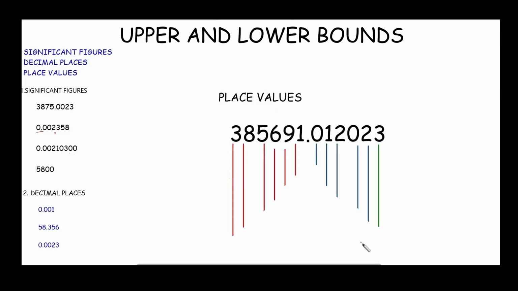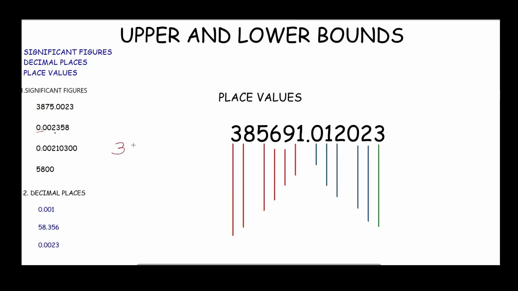Place values. Place values refer to the value of each digit in a number. Let's see how to find out the place value of any digit in a number. Now there's a number, and you see it is 385,691.012023. It's kind of a large number. Let's see how to get the place value of each digit in this number. I will write a smaller number here. Check out whether you can identify the place value of each digit.